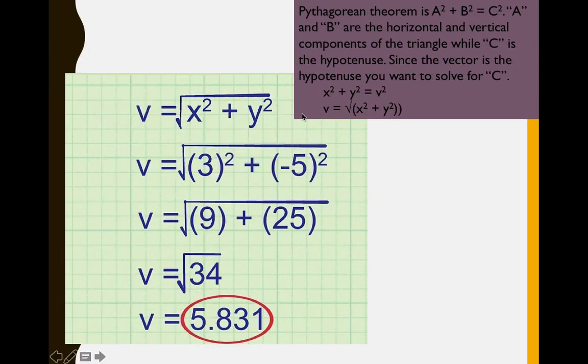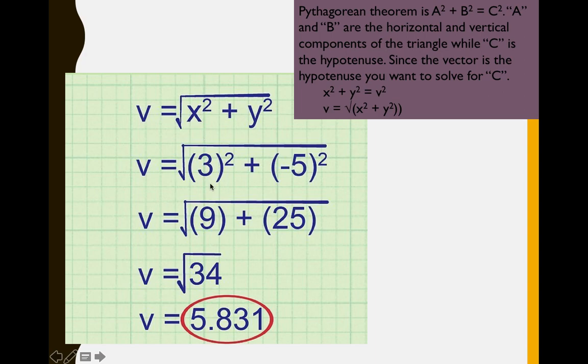So with our question, Pythagoras theorem is a squared plus b squared is equal to c squared. And a and b are the horizontal and vertical components of the triangle. C, I told you, is the hypotenuse. Here in that case, c represents v. So since the vector is the hypotenuse, we will solve for v. So root of x squared plus y squared.